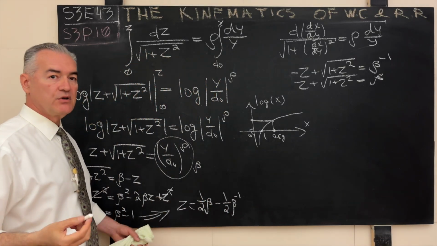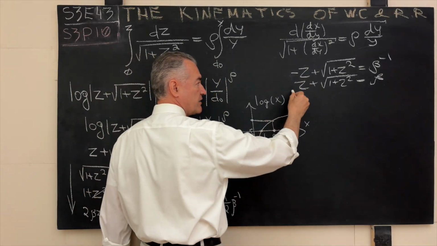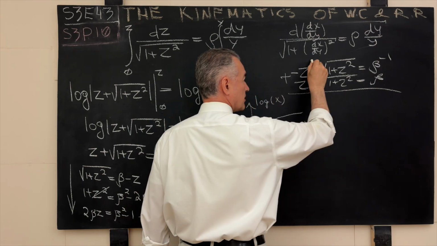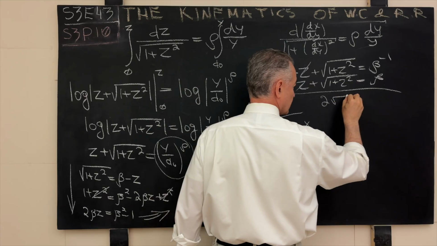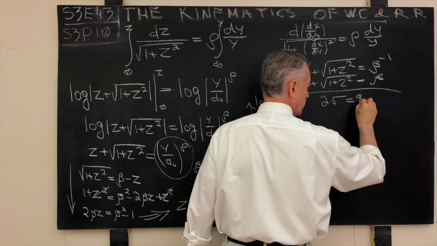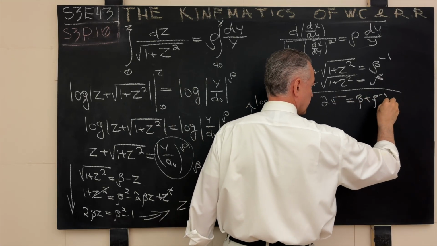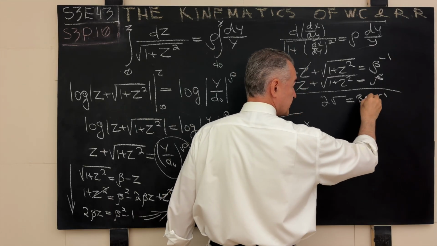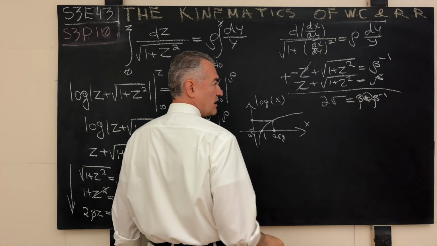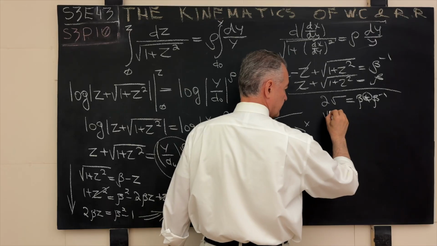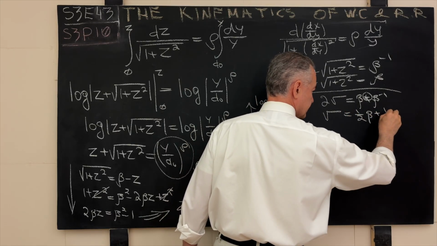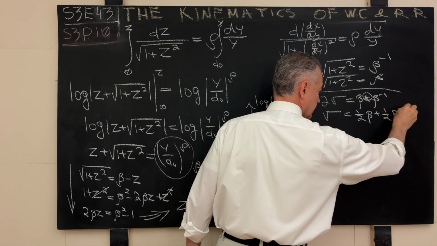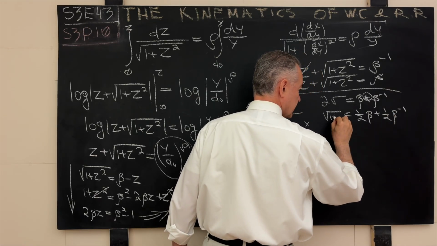What do you do now? You add these two things. Exactly. When you add them, these guys cancel out, so you will have twice the square root is equal to beta plus beta minus 1. Here is the plus sign. Remember this, plus sign. Once you divide through, you will have the square root is equal to 1/2 beta plus 1/2 beta minus 1. But here we have 1 plus z squared.